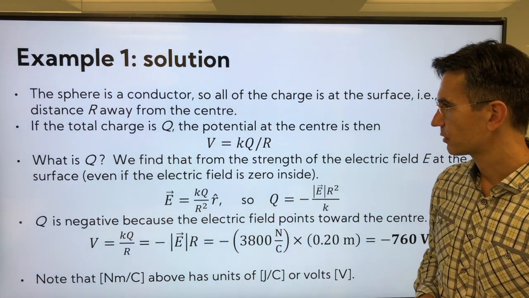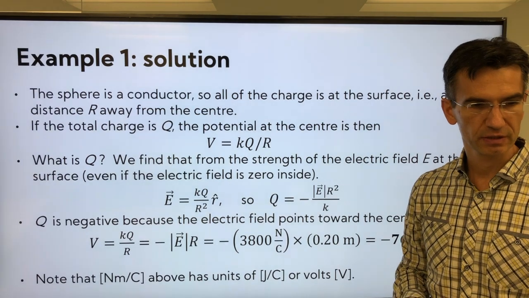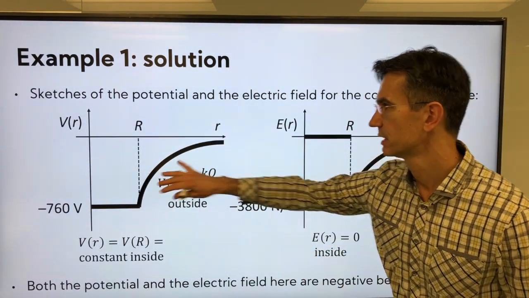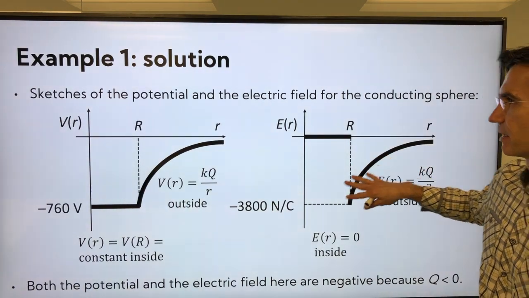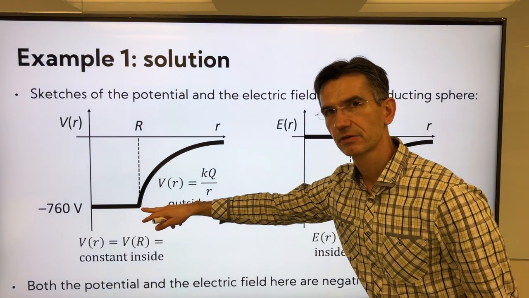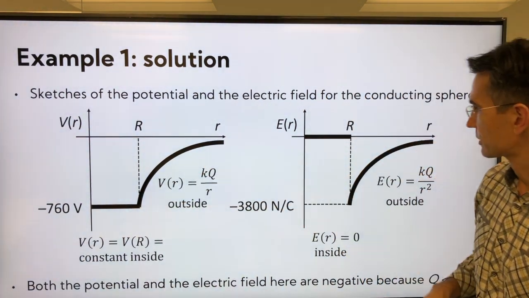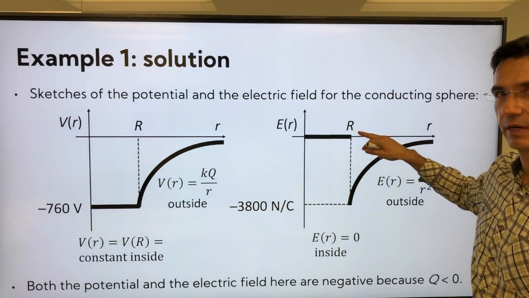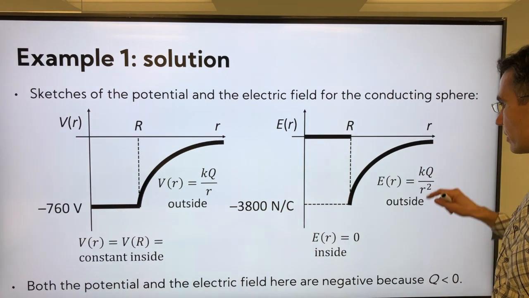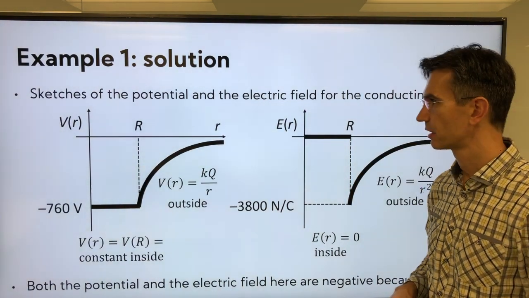So let's take a look at what the graph of the potential and the electric field strength look like for this sphere. So here's the potential, here's the electric field strength. The potential is constant out to the radius at minus 760 volts, and then drops off as 1 over r outside. The electric field is 0 out to the radius, jumps at the radius to the value that we're given, and then drops off as 1 over r squared. And both are negative because the charge on the sphere is negative.